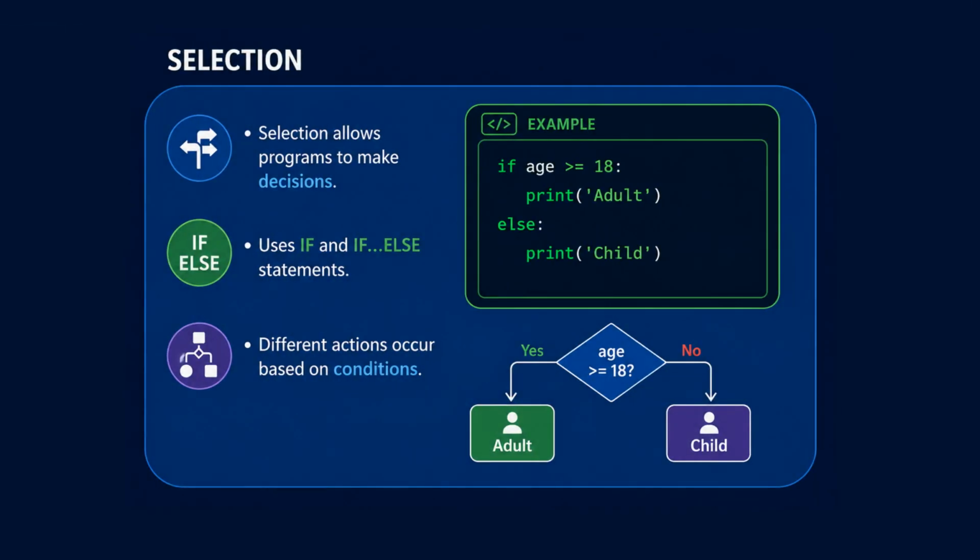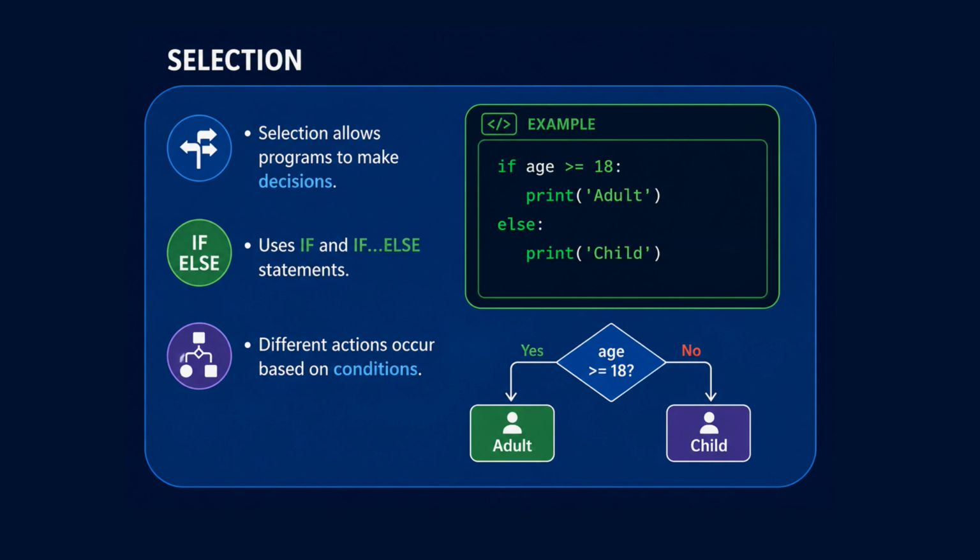Now let's learn about selection. Selection is a programming construct that allows programs to make decisions. The computer checks a condition and chooses different actions depending on whether the condition is true or false. Programs usually use if and if-else statements for selection.